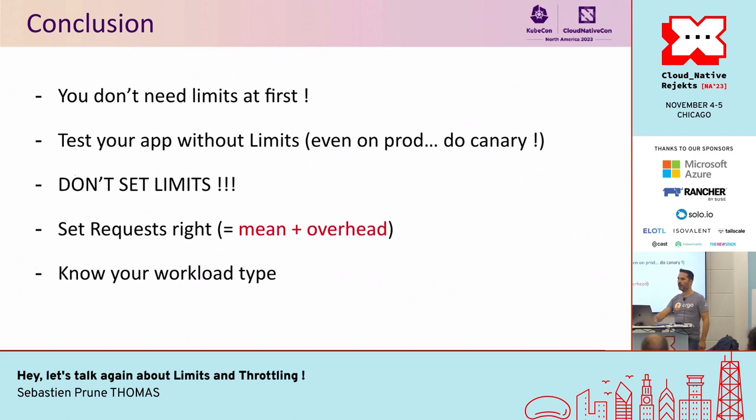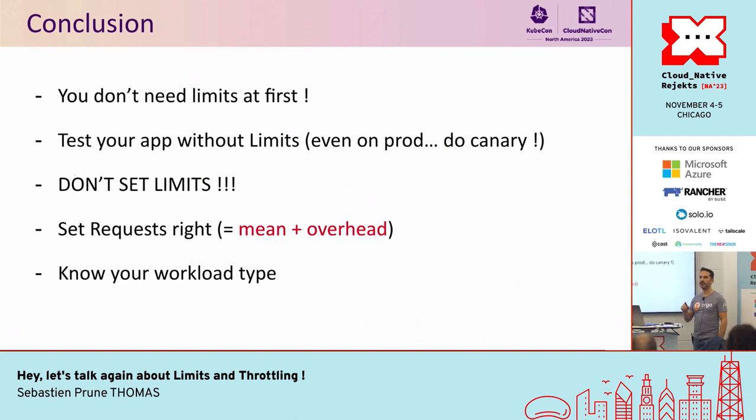So the first conclusion is you don't need limits at first. Try to run your application without limits, even in production, or do a canary: have one with the limits, one without. And try to understand exactly the pattern, the CPU usage of your application. If you can, don't set limits. And this is very controversial. But set the request right.